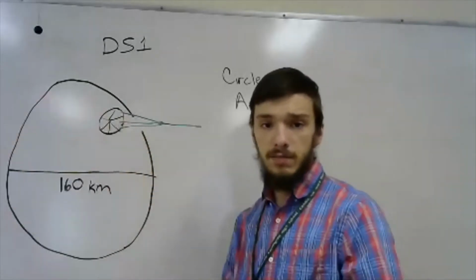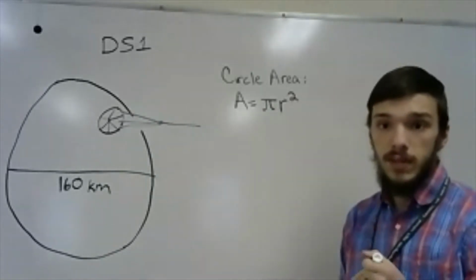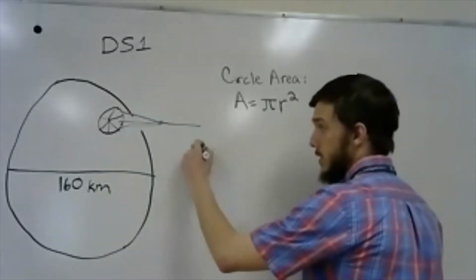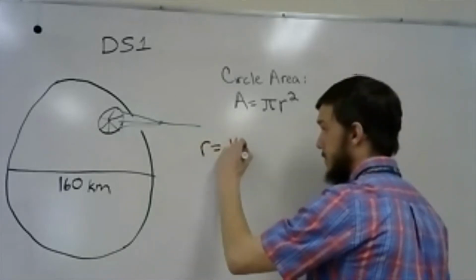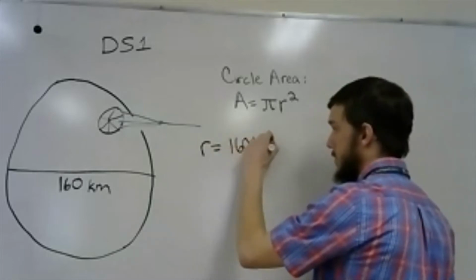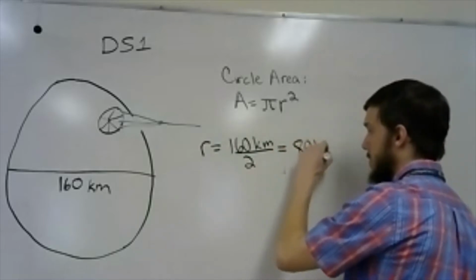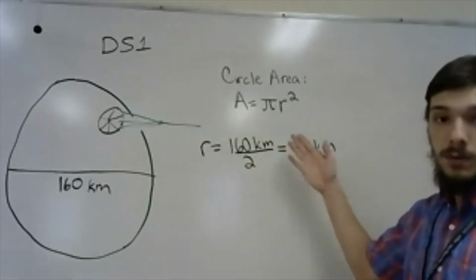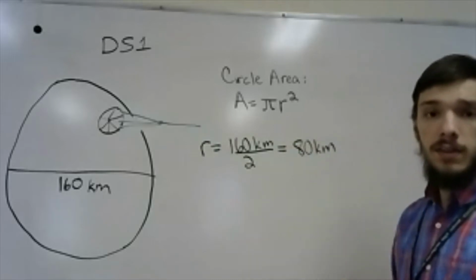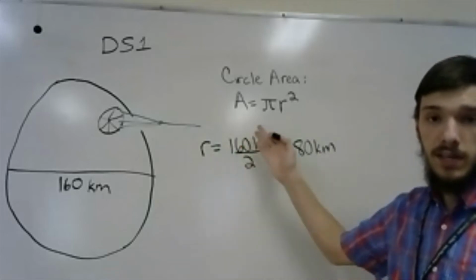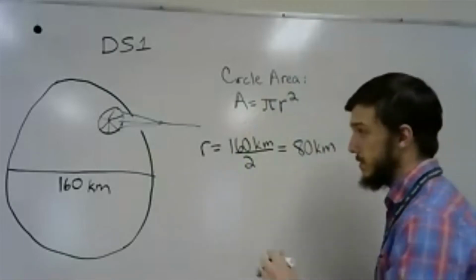To find the area of the shape that we're looking at, we need the radius. So to find the radius, we're going to take the diameter and divide it by 2. So when we divide 160 by 2, we get 80 kilometers. Now we have everything we need to find the area of the Death Star from our perspective.